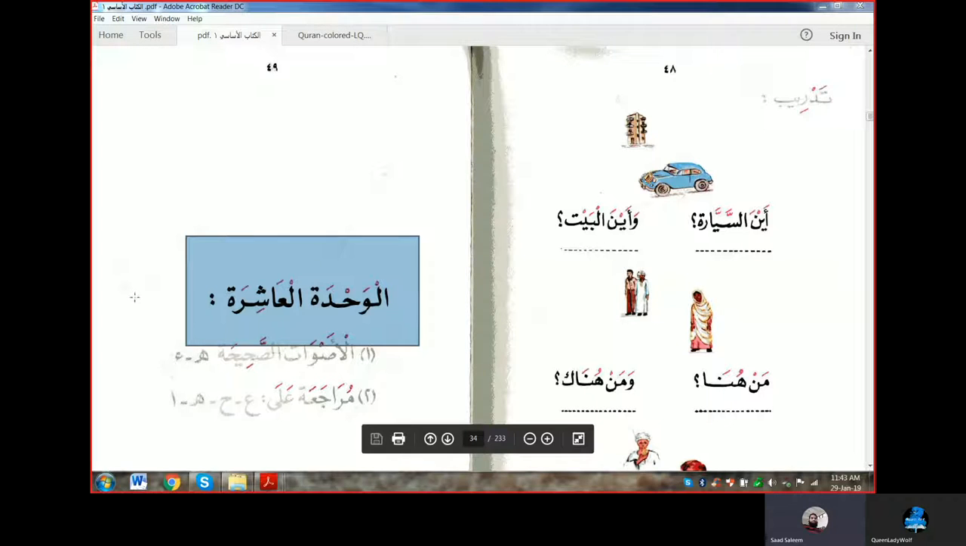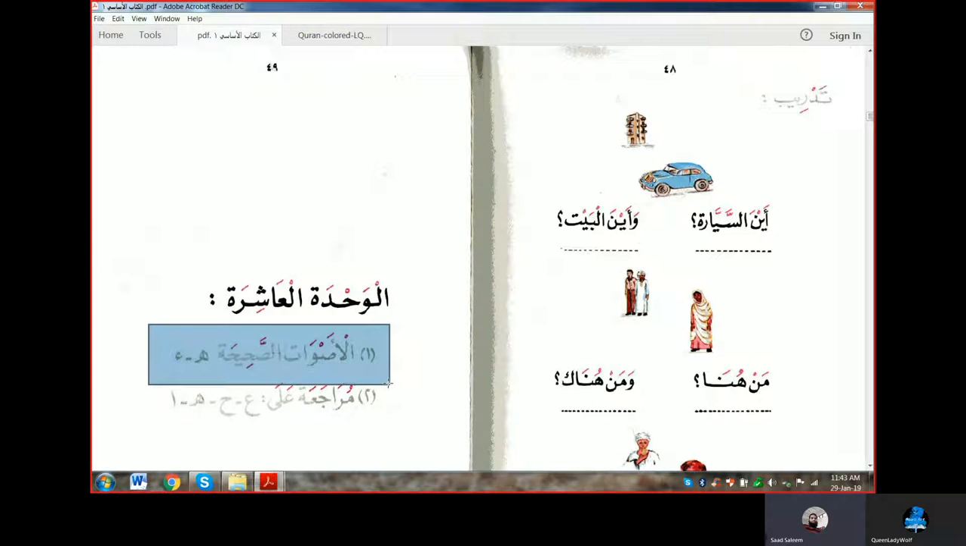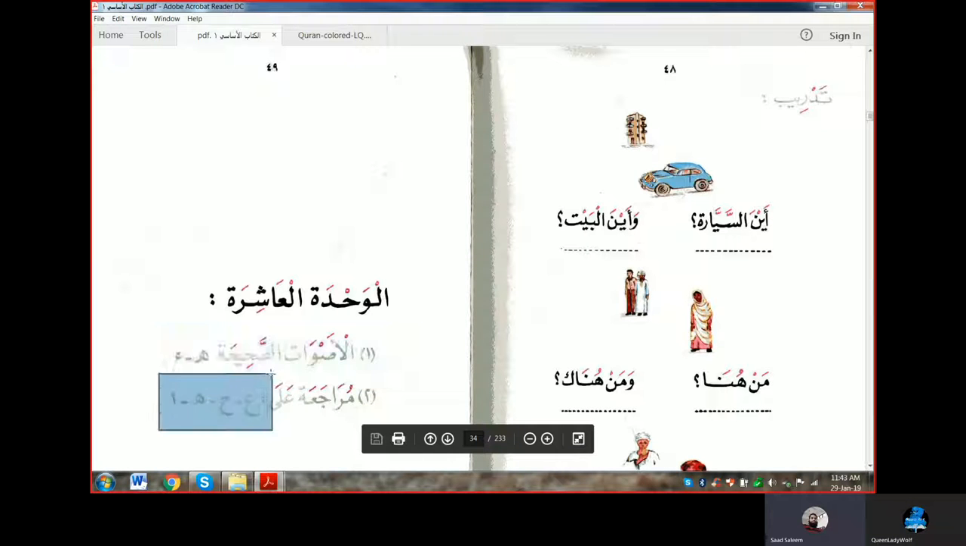Page number 34 on the PDF. The tenth unit: consonant sounds. A general revision of the alphabets: ʿayn, haa, alif. These four alphabets.